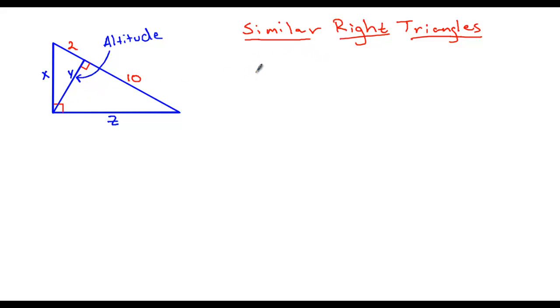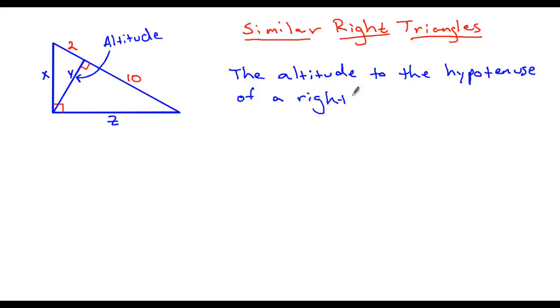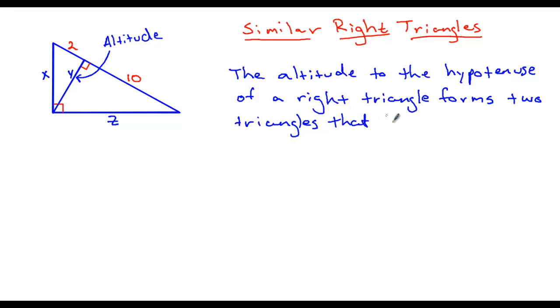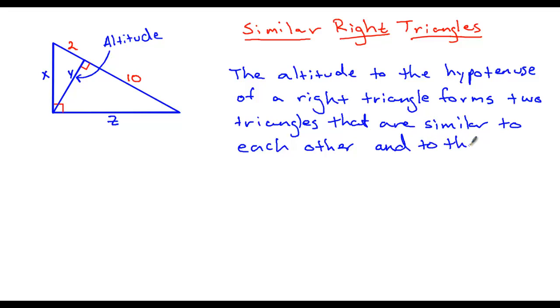And the theorem that we need to use says that the altitude to the hypotenuse of a right triangle forms two triangles that are similar to each other and to the original triangle.